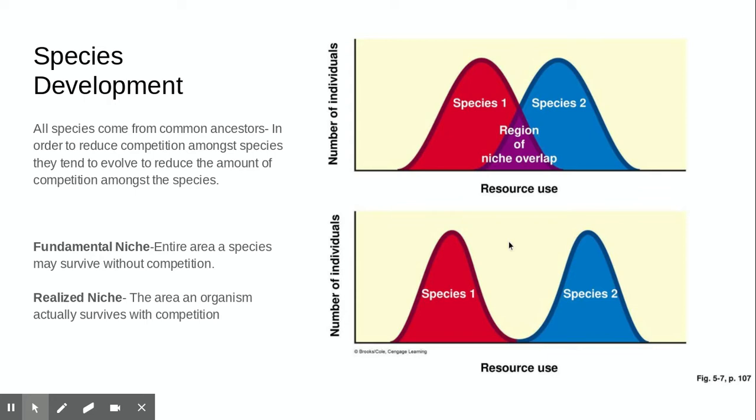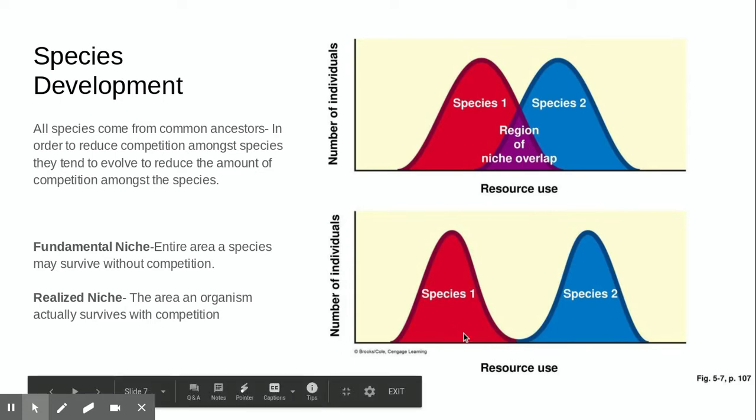So no two species can occupy the same niche. One species will win, and basically that's what happens. So if there is an overlap, and this would be species 1 and species 2, if there's an overlap of a niche, over time, they will basically evolve to become different from each other, and they would exist like this.